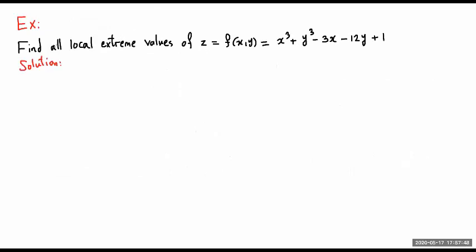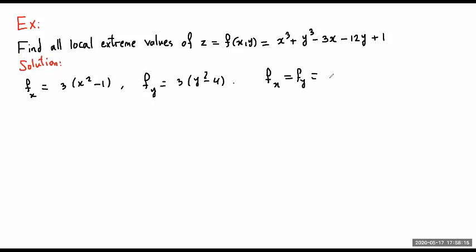Let's take this exercise, find all local extreme values of this function. Let's calculate fx. It's 3x power 2 minus 1. Let's calculate fy. It's 3y power 2 minus 4. To find the critical points, let's put fx equal fy equal 0. So you will have x power 2 equal 1 and y power 2 equal 4. So x equal plus or minus 1 and y equal plus or minus 2.